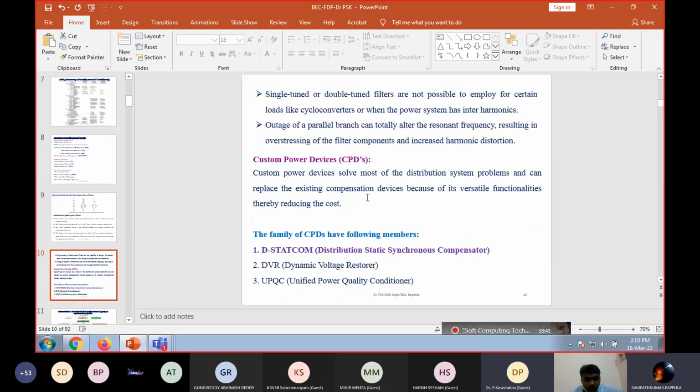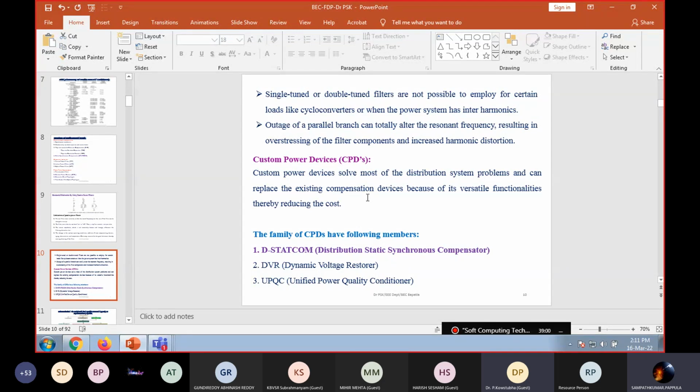So some problems we are facing by using these passive filters. So we prefer active filters, called custom power devices. The custom power device family includes D-STATCOMs, DVRs, and UPQC. These types of compensating devices are preferred to improve the power quality.